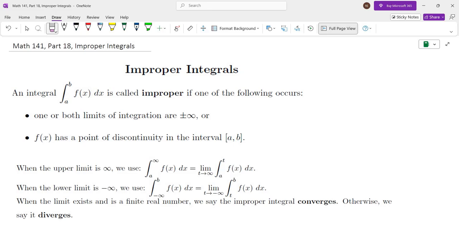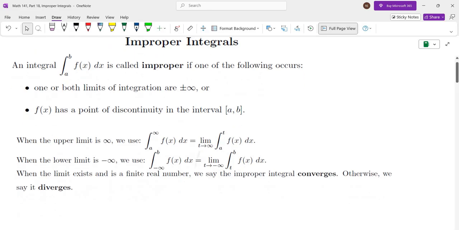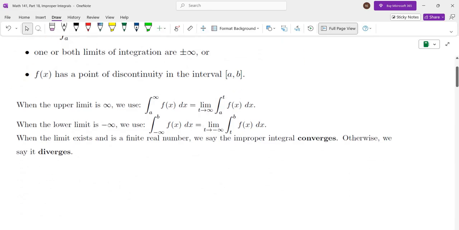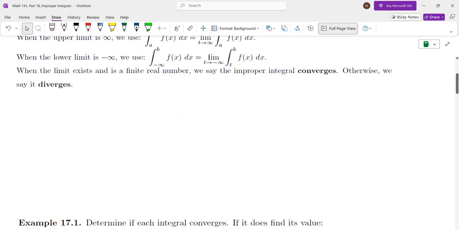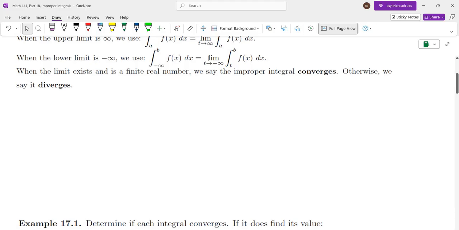So let's first see what happens when one of the limits of integration is infinity. When the upper limit is infinity, then we take the integral from a to t and we let t go to infinity. And when the lower limit is negative infinity, then we take the integral from t to b and we let the lower limit approach negative infinity. If this limit exists, then we say the improper integral converges, and also the limit would have to be a finite number, a real number.